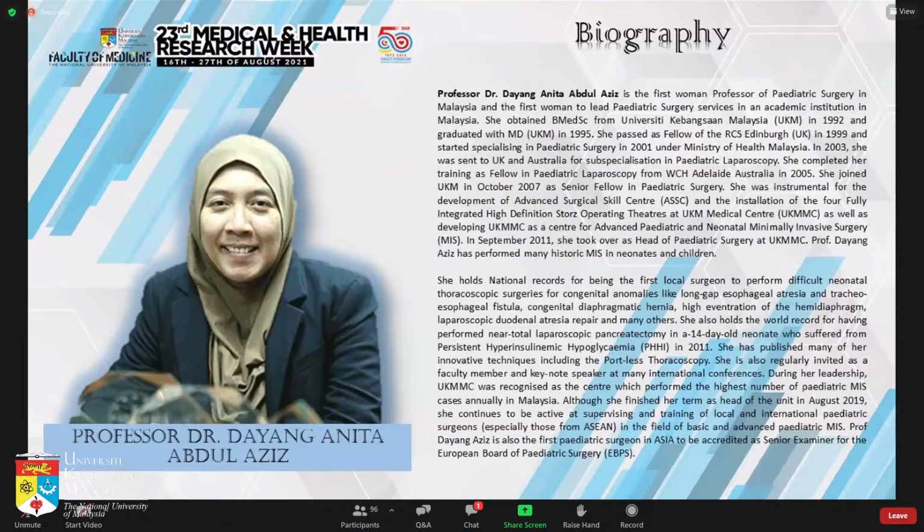She was instrumental in the development of the Advanced Surgical Skills Center and the installation of 4 fully integrated high-definition STORZ operating theatres at UKM Medical Center, as well as developing UKMMC as a center for advanced pediatric and neonatal minimally invasive surgery, MIS. In September 2011, she took over as head of pediatric surgery at UKMMC, and Prof. Dayang Aziz has performed many historic MIS in neonates and children. So I think I stop there, and you can read the rest of the biography as shown in the slide. So Prof. Dayang will moderate the session for the clinical forum.